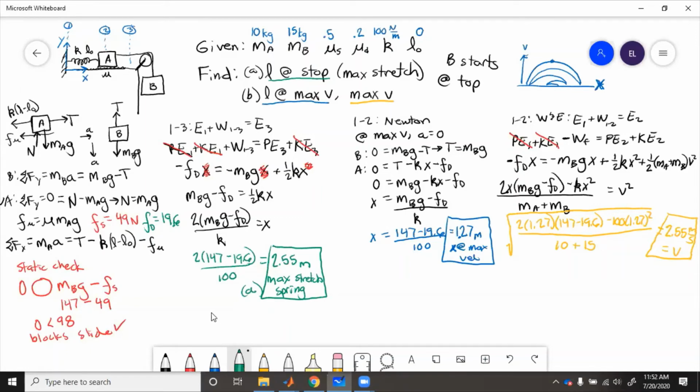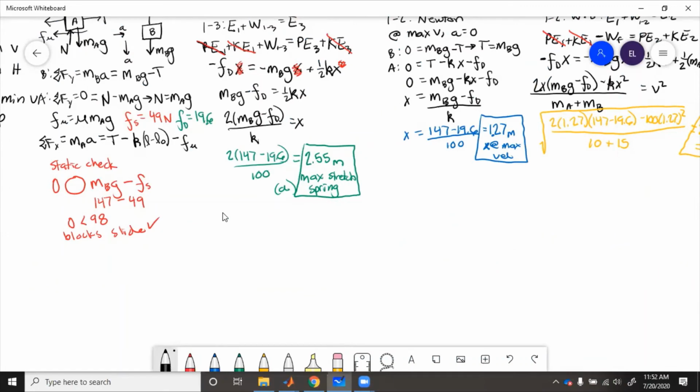So to do this, we'll actually have to solve it like a differential equation. Okay, so for A and B, from the force equations, we know that for B, we have MB A equals MB G minus T, and for A, we have MA A equals T minus K times (L minus L initial) minus friction force. Okay, this is for that forward sliding motion.